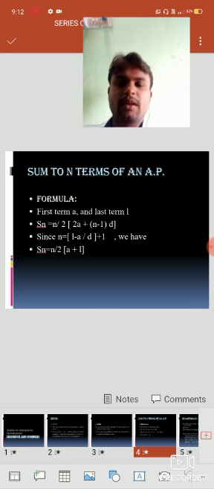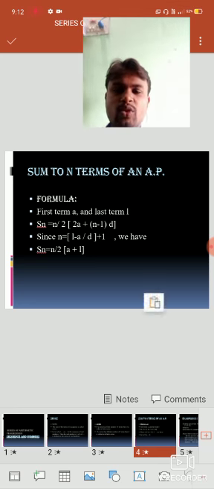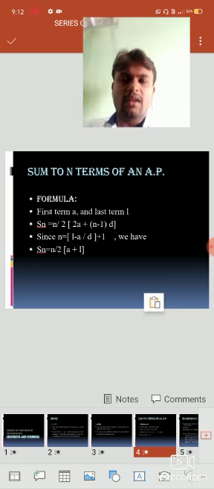The sum up to nth terms of an arithmetic progression: the first term is a and the last term is l. Using the formula Sn is equal to n by 2 into 2a plus n minus 1 into d. Since n is equal to l minus a by d plus 1, we can write Sn is equal to n by 2 into a plus l. So a is the first term and l is the last term.